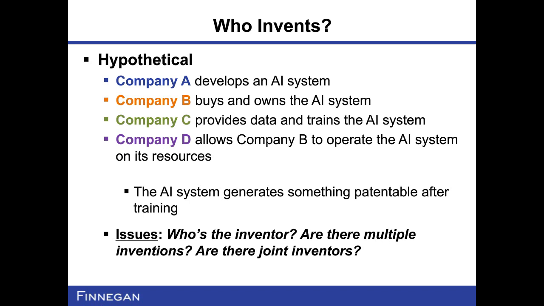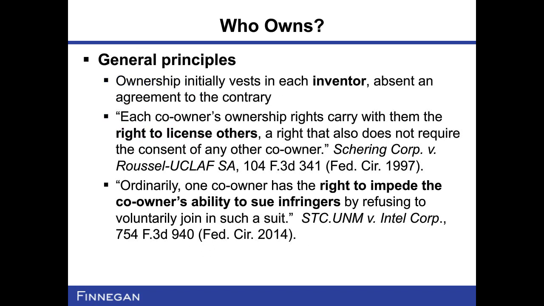The next issue that we'll discuss is who owns AI, who owns any inventions created by AI. And generally, ownership invests initially in each inventor, absent any agreement to the contrary. And most companies have employment agreements that require an invention created by an employee to be assigned to the company. And as an owner of the patent, you have the right to license the patent in its entirety to others without the consent of the other owners.